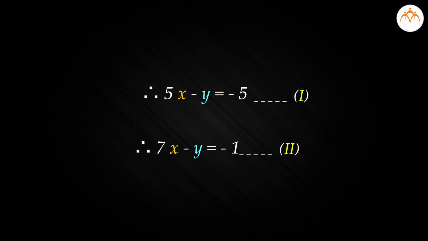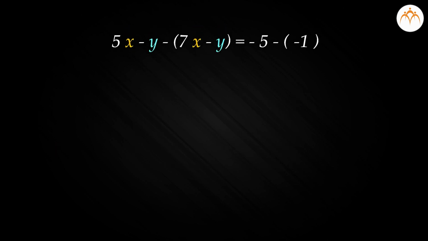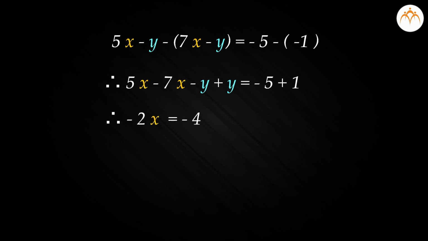Let's solve them by eliminating one variable. Let's subtract equation 2 from equation 1. 5x minus y is equal to minus 5, minus 7x minus y is equal to minus 1. The signs of each term are changed as shown. Therefore, minus 2x is equal to minus 4. Therefore, x is equal to minus 4 upon minus 2. Therefore, x is equal to 2.